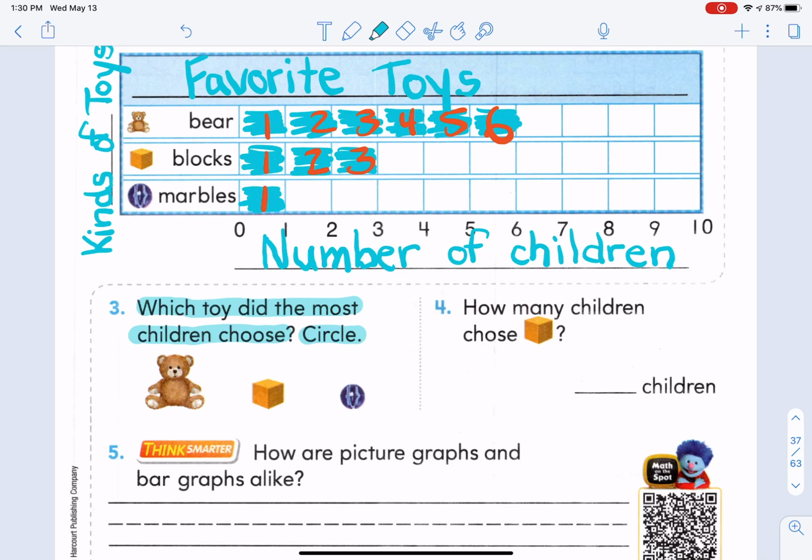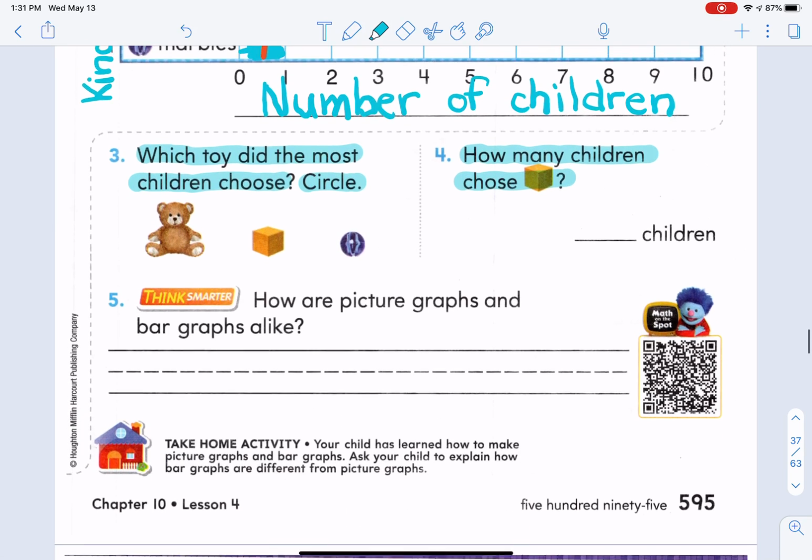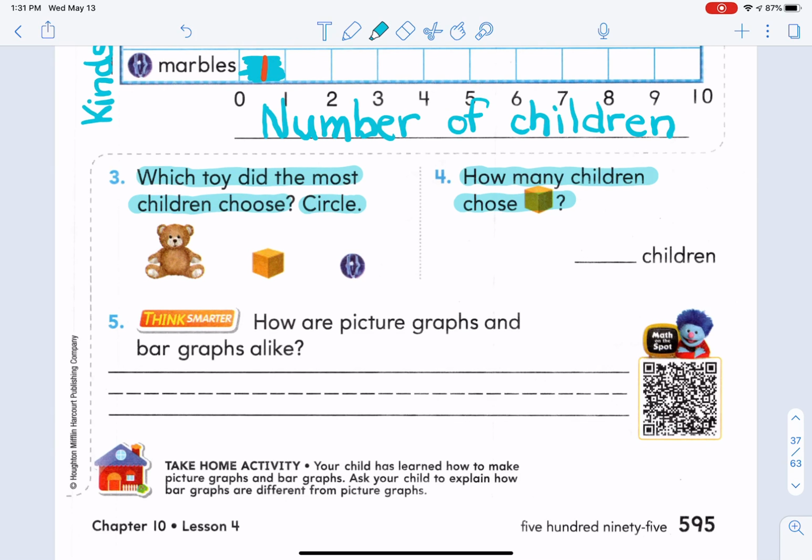And then question 4 says, how many children chose blocks? Look at the graph. Do that one. Now, question number 5 is a math on the spot video, and it says, how are picture graphs and bar graphs alike, or how are they the same?